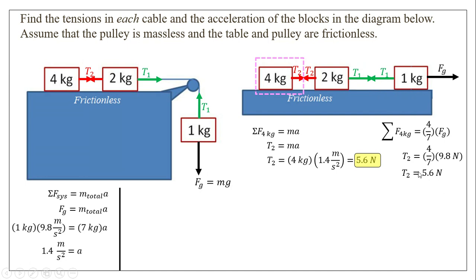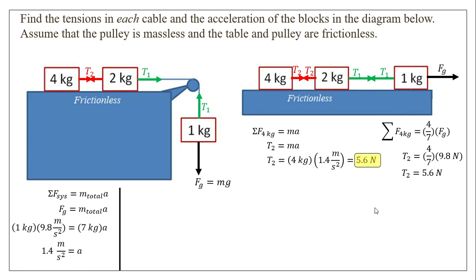As you can see, it's 5.6 newtons, which is the same value we got setting up Newton's second law going through acceleration. Okay, this does not go through acceleration. This uses acceleration. So find a strategy that you're comfortable with or practice both of them. All right, let's go ahead and find T1.